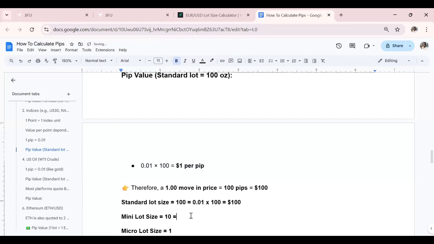This one means 0.01 times 10, which is equal to 10 USD, and then 0.01 times 1, so this is actually 1. Check the calculation again.